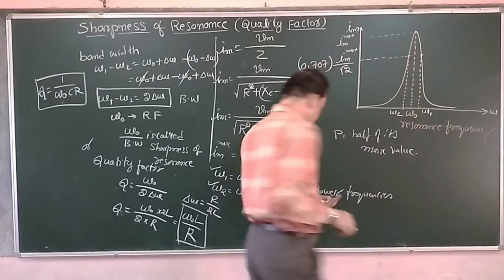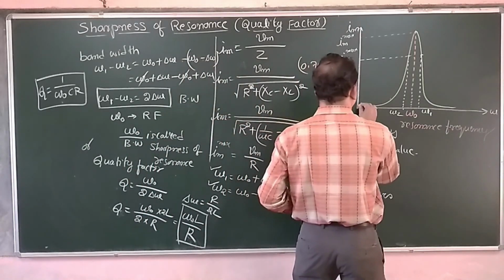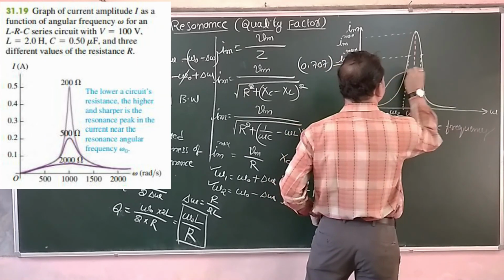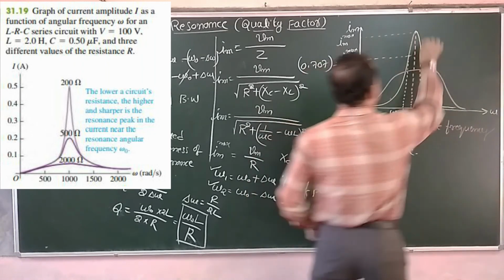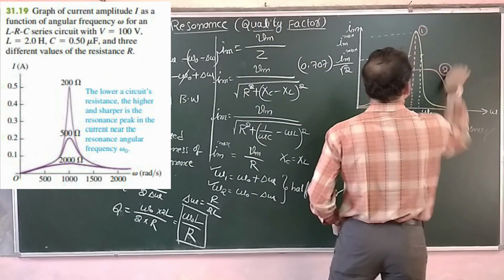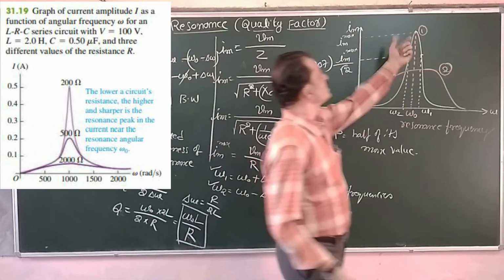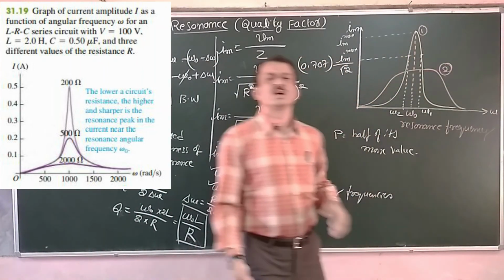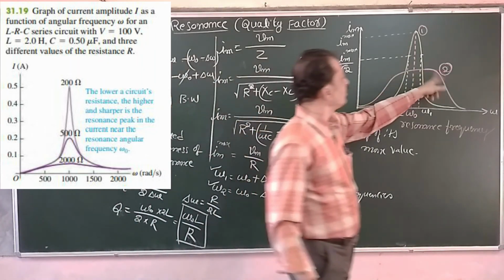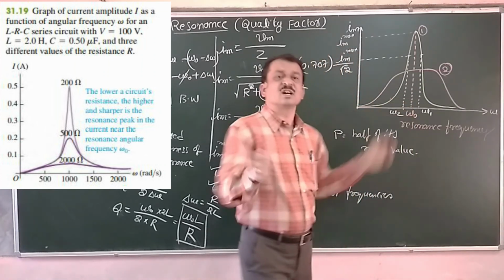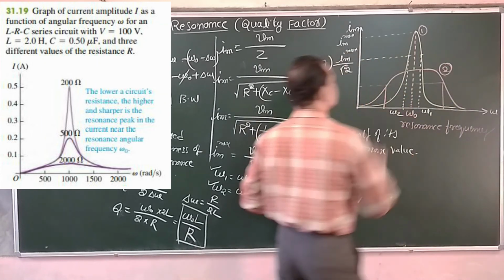Now let me draw one more diagram. If I have one more graph like this, let me call this the first graph and this one the second graph. The first graph has more sharpness because it has a smaller bandwidth, but the second graph has lesser sharpness because the bandwidth is more here.